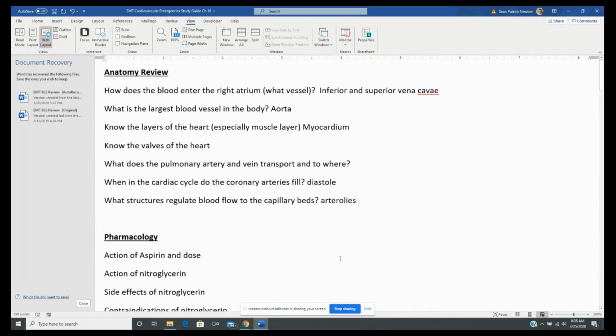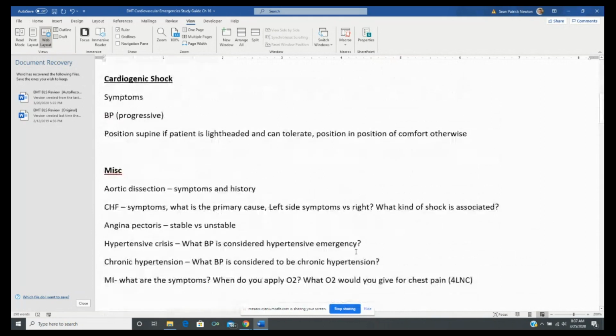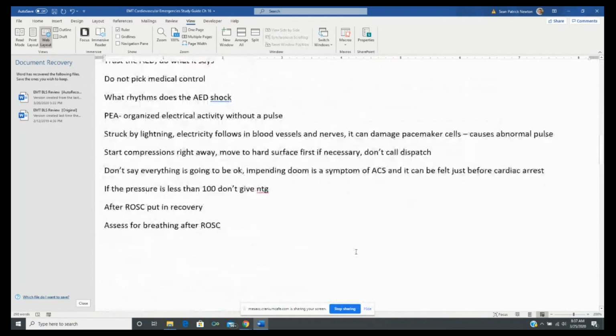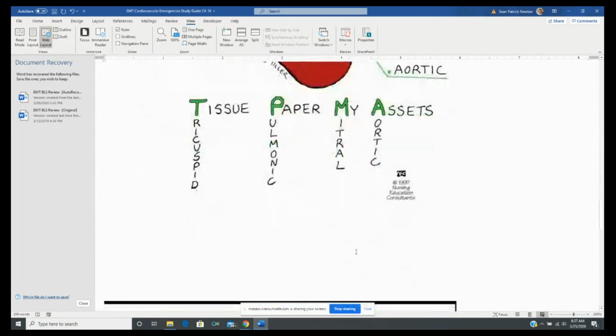Okay, so that's our anatomy review. I will go through the different sections of this just to help you with reviews and videos, but I just wanted to make them quick.